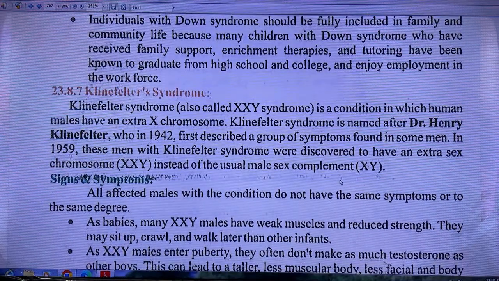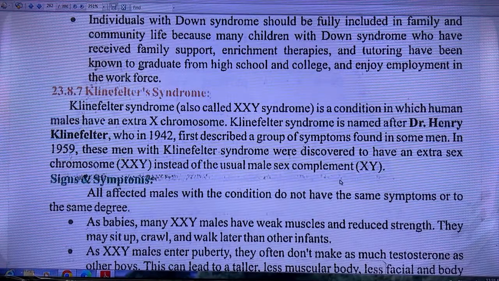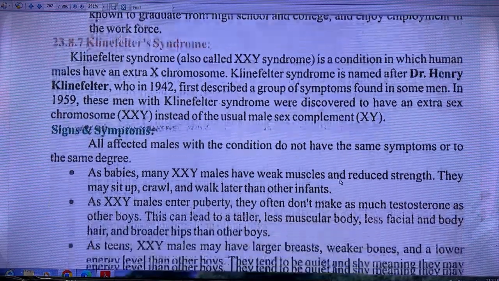Individuals with Down syndrome should be fully included in family and community life, because many children with Down syndrome who have received family support, enrichment therapies, and tutoring have been known to graduate from high school and college and enjoy employment in the workforce. But this is a rare case.